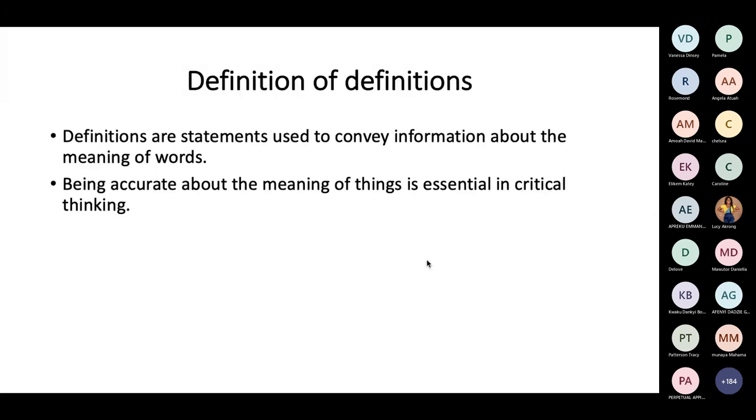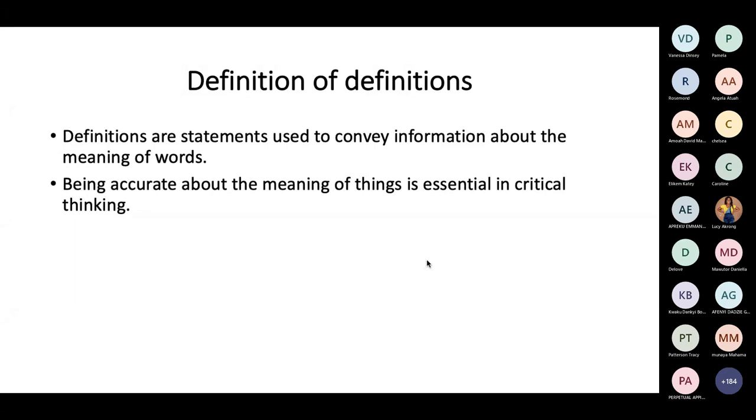So definitions are statements used to convey information about the meaning of words. So the function of definitions is to provide meaning. Now, being accurate about the meaning of things is essential in critical thinking. Let me just give you a simple example of the importance of accurate meaning in critical thinking.